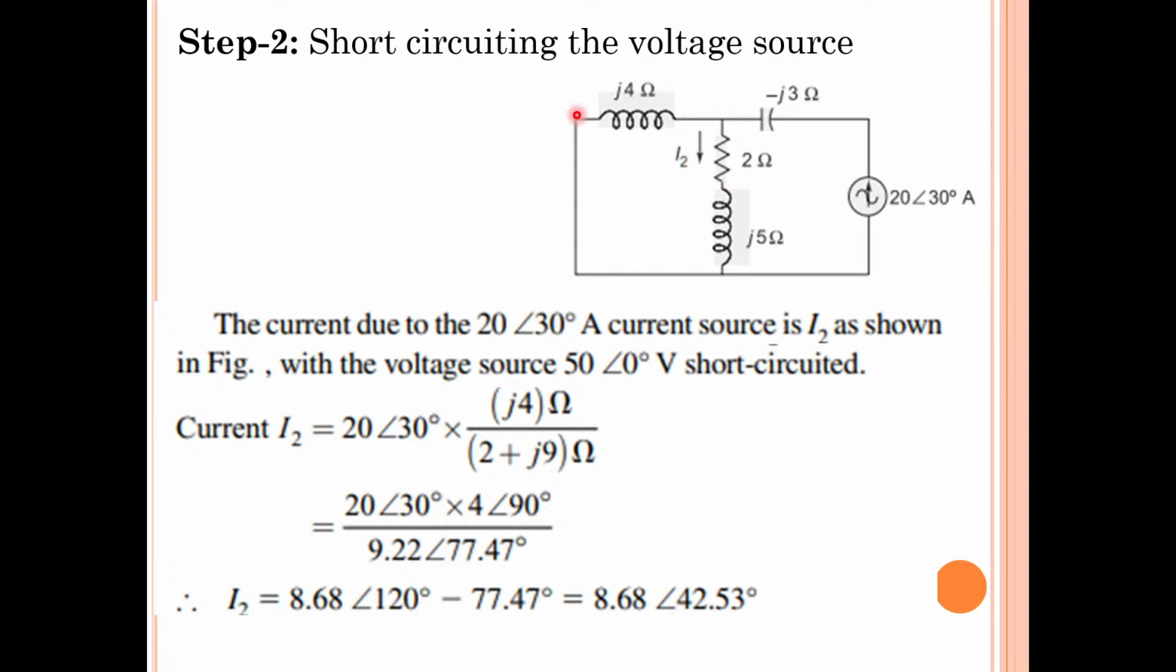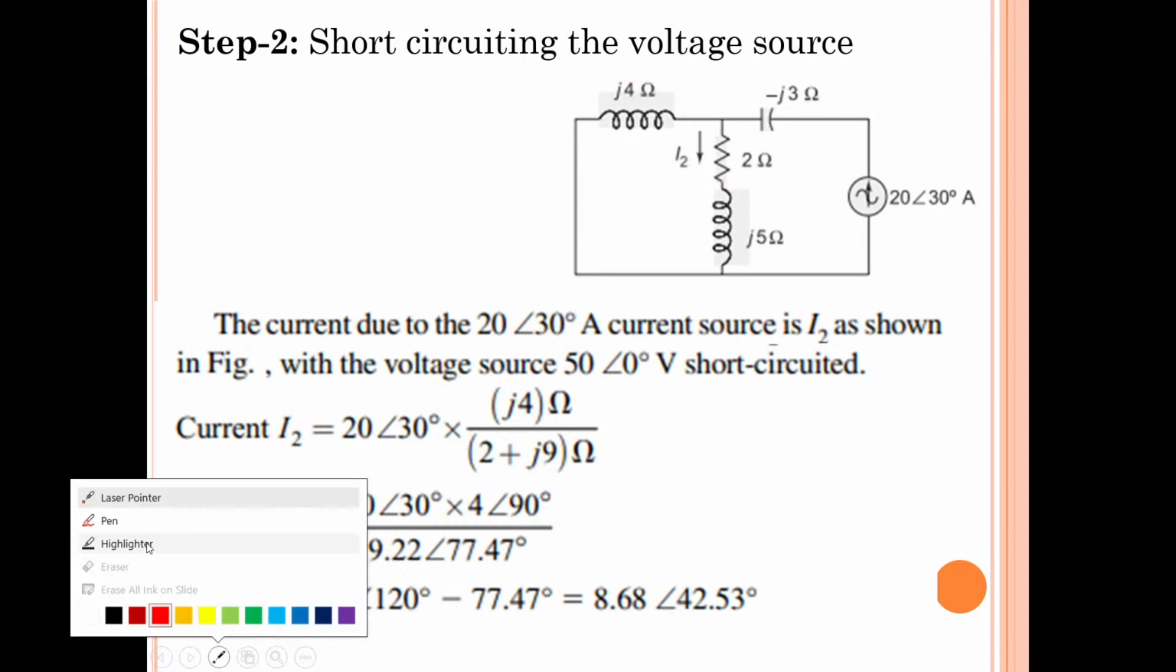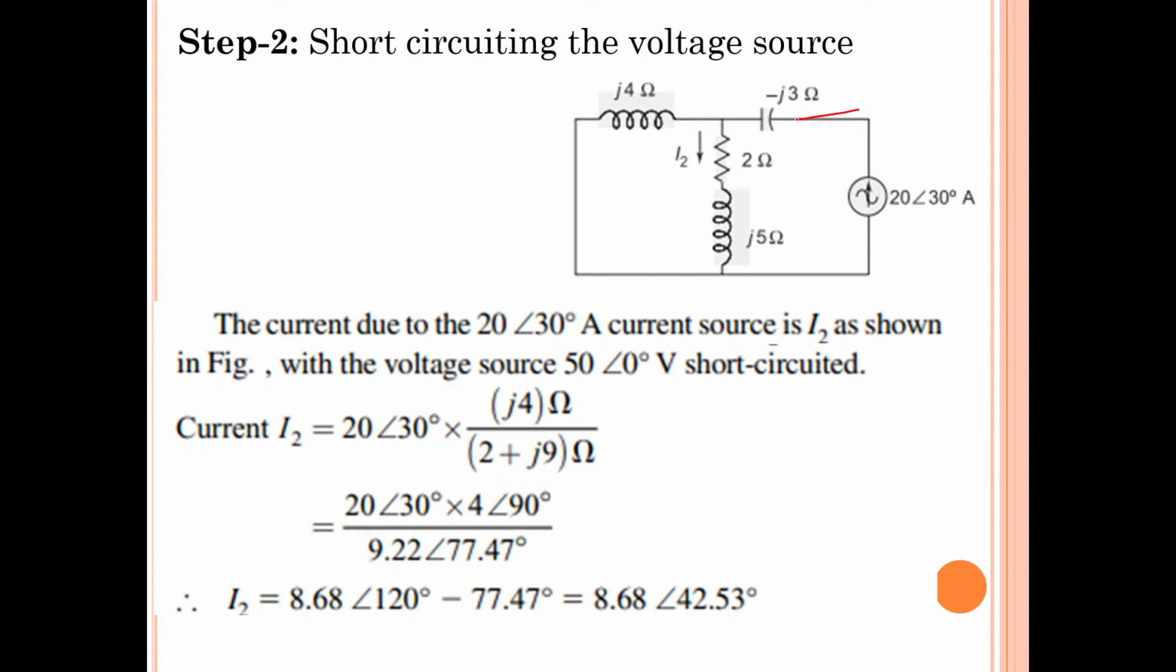The current direction is opposite to it; the current flows through this element like this. At this junction, what is happening? The current is dividing into two parts. One portion flows through 2 plus j5 ohms, another portion flows through 4 ohms, j4 ohms.